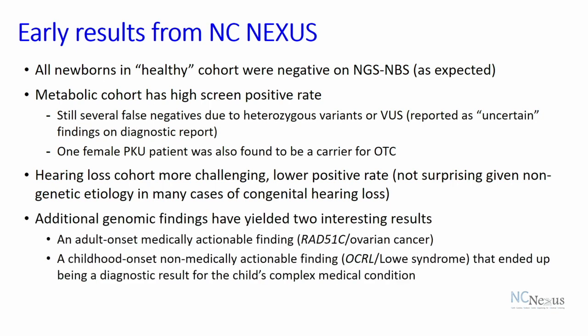The additional genomic findings in the non-medically actionable categories, or at least in the non-pediatric categories, showed us an adult onset medically actionable finding for ovarian cancer risk, as well as a child who was in our hearing loss cohort that ended up having a diagnosis of Lowe syndrome. It's probably unrelated to their hearing loss, but they may well have been enrolled in our study in the hopes of actually establishing a diagnosis for their condition.